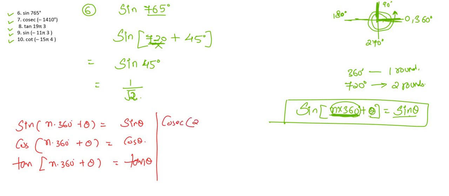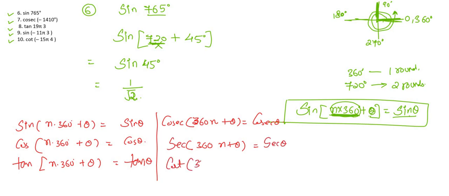Cosec of 360n plus theta is also cosec theta. So remember this, we will always follow it. Then sec of 360n plus theta is sec theta, and cot of 360n plus theta is also cot theta. So any multiple of 360, we can just drop it, only theta remains. Just remember, any multiple of 360 can be dropped.